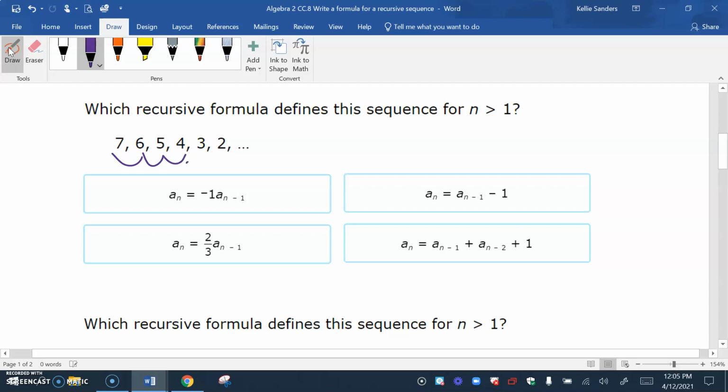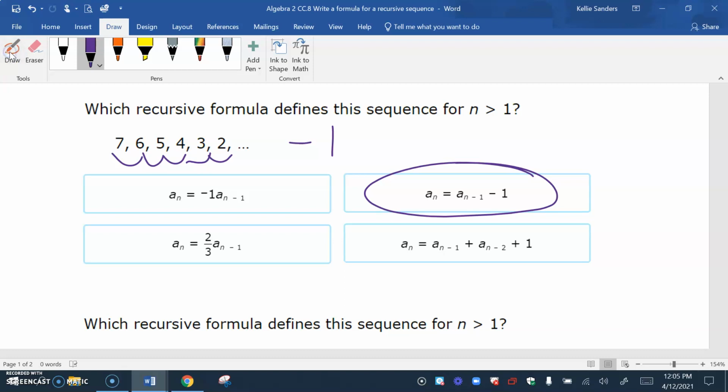From 7 to 6, 5, 4, 3, 2, what's happening? We're subtracting 1. So we are subtracting 1.